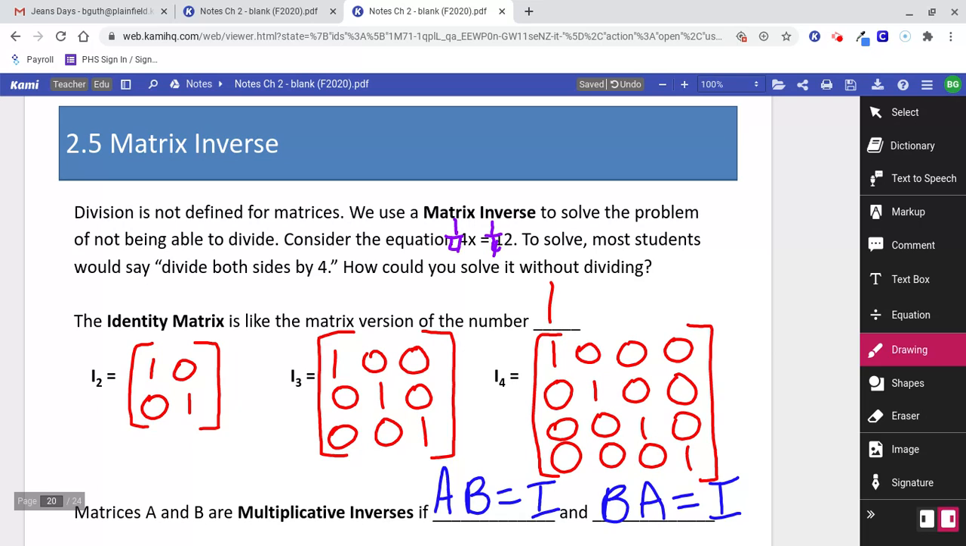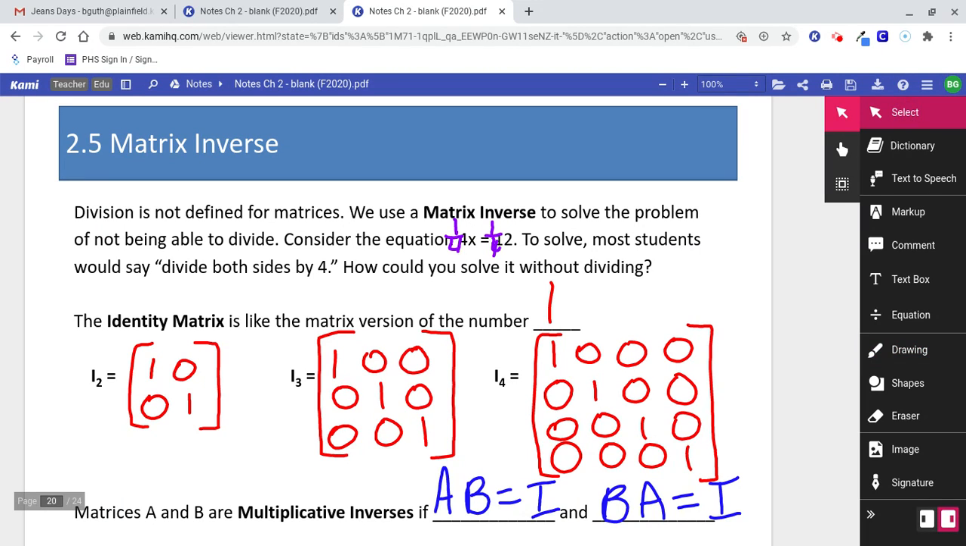The identity matrix is like the matrix version of 1. It's not equal to 1, but it kind of acts like it. And so you see a couple of examples. I2, I3, I4 all look like that. So what you're seeing is a matrix with 1s along the main diagonal and 0s everywhere else. It wouldn't be hard for you to come up with I5. I5 would be a 5 by 5 matrix with 1s along the diagonals and 0s everywhere else. So in general, I, the identity, is just whatever size we need it for that problem. It might be I2, I3, I4, whatever.